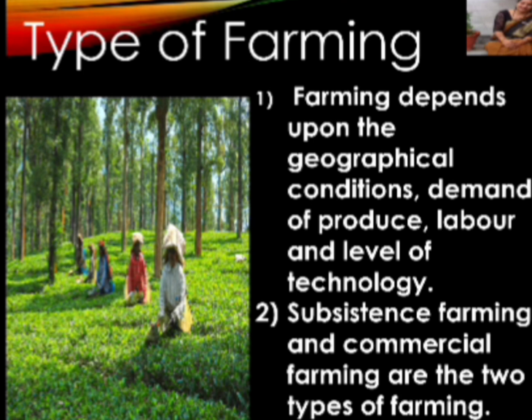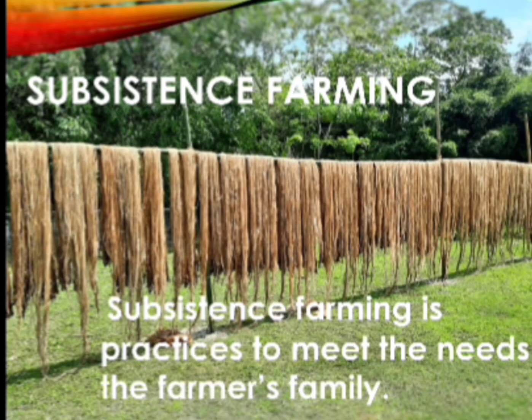Farming is practiced across the world. Farming depends upon the geographical conditions of the area, demand of the produce, labor, and the level of technology. We can divide farming into two main types. The first one is subsistence farming, and the second one is commercial farming. Let's discuss subsistence farming.